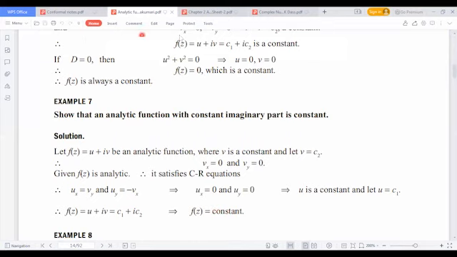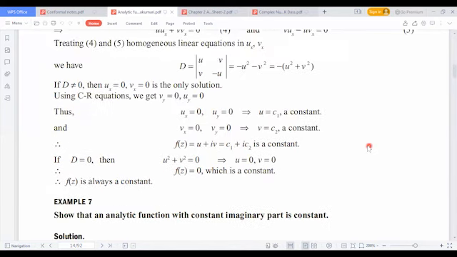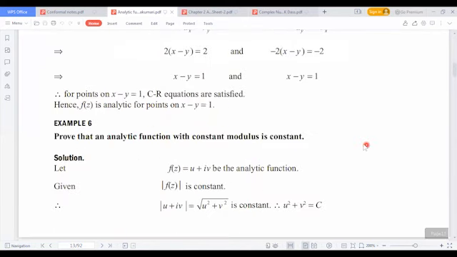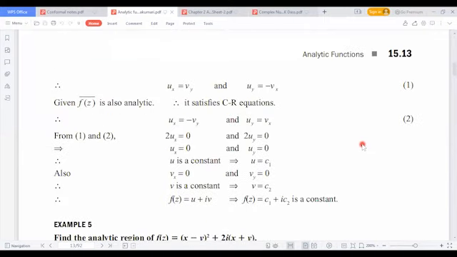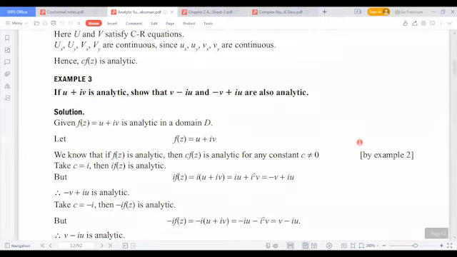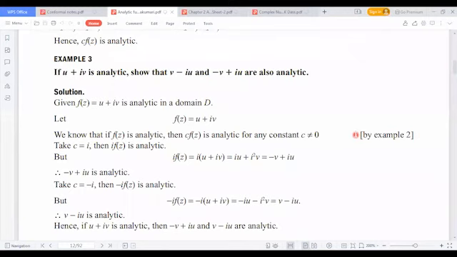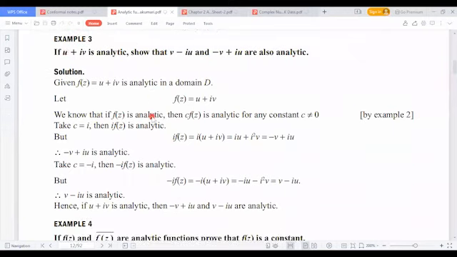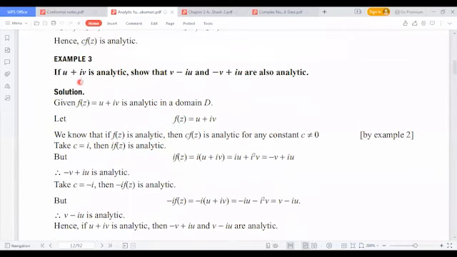This is actually an important theorem of analytic functions. And this one will be homework for you: if u plus iv is analytic, then v minus iu and minus v plus iu are also analytic. We just have to satisfy the Cauchy-Riemann equations, and then it will be analytic. So this will be homework for you.